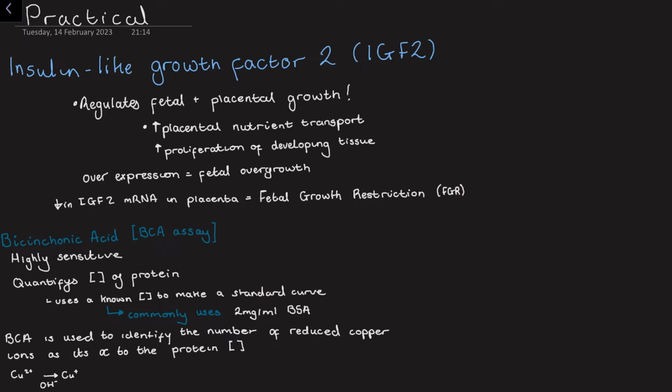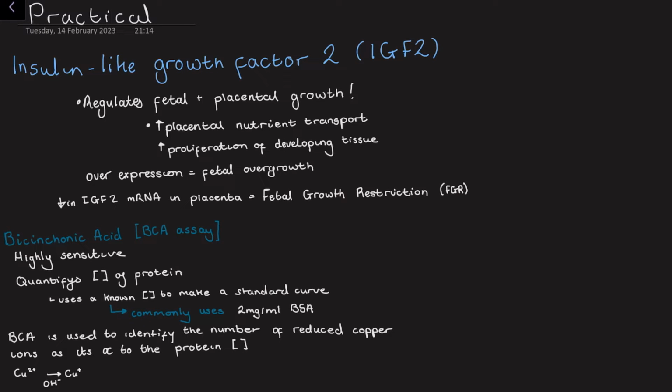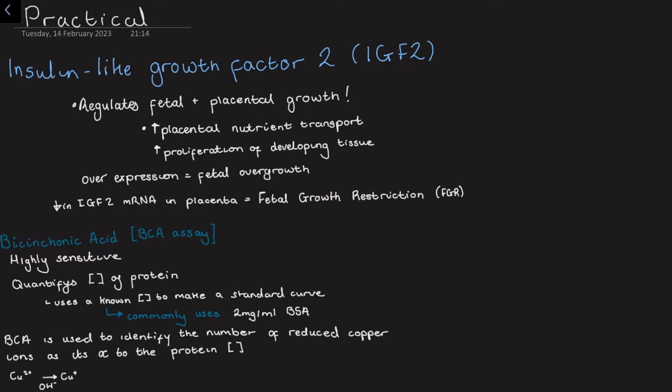This is a highly sensitive assay to quantify protein concentrations using a known protein concentration to create a standard curve. 2 milligrams per milliliter of BSA is commonly used as this gives an accurate standard curve. And we use BCA to identify copper ions reduced by the protein present.